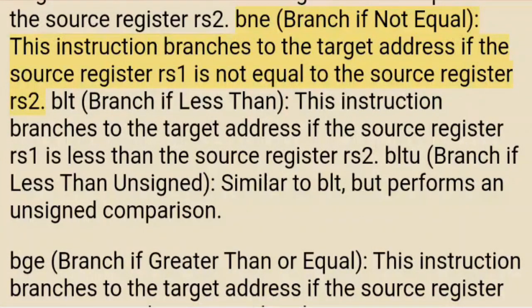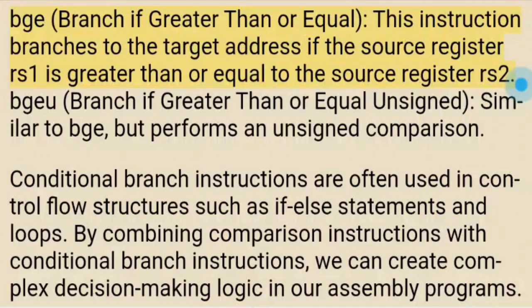This instruction branches to the target address if the source register RS1 is not equal to the source register RS2. BLT, branch if less than. This instruction branches to the target address if the source register RS1 is less than the source register RS2. BLTU, branch if less than unsigned, similar to BLT, but performs an unsigned comparison. BGE, branch if greater than or equal. This instruction branches to the target address if the source register RS1 is greater than or equal to the source register RS2. BGEU, branch if greater than or equal unsigned, similar to BGE, but performs an unsigned comparison.